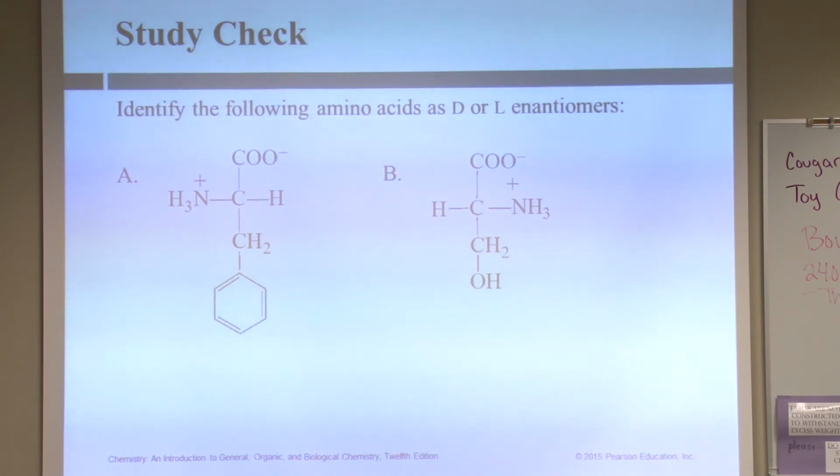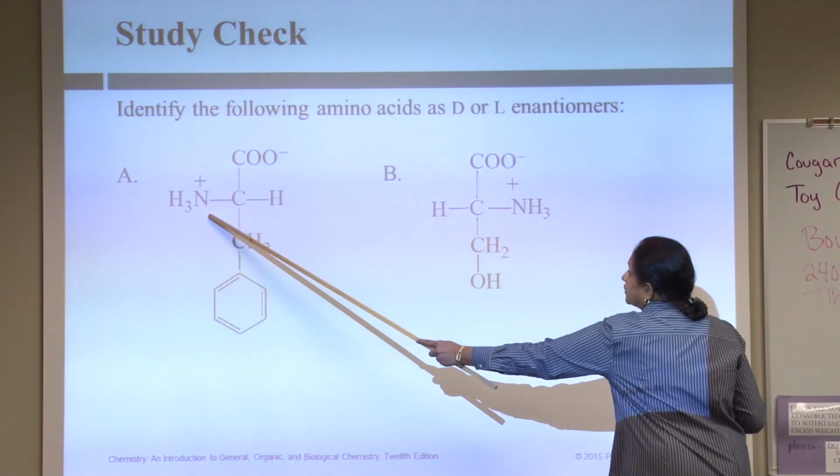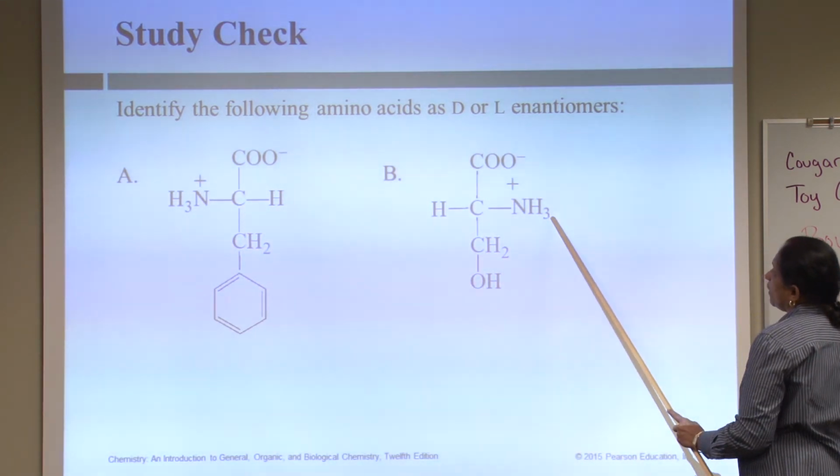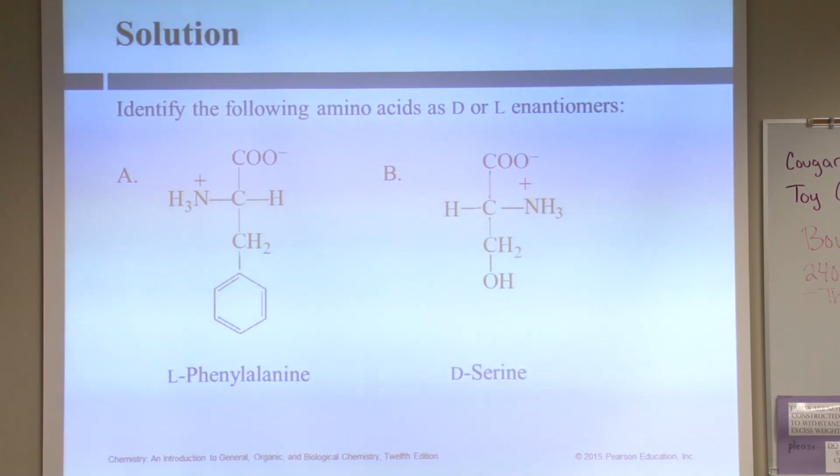D or L isomer, so enantiomer, stereoisomer are also called enantiomers. So I'm looking at the ammonium group to the left, ammonium group to the right, and this decides D or L. Ammonium group to the left is L, ammonium group to the right is D, DL.